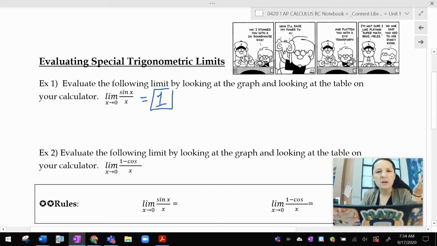Yeah, but why? Obviously the graph does, but that's not really good enough for me. Just saying the graph seems to go there, I guess I can live with it. I don't want to live with it. I want to know why.